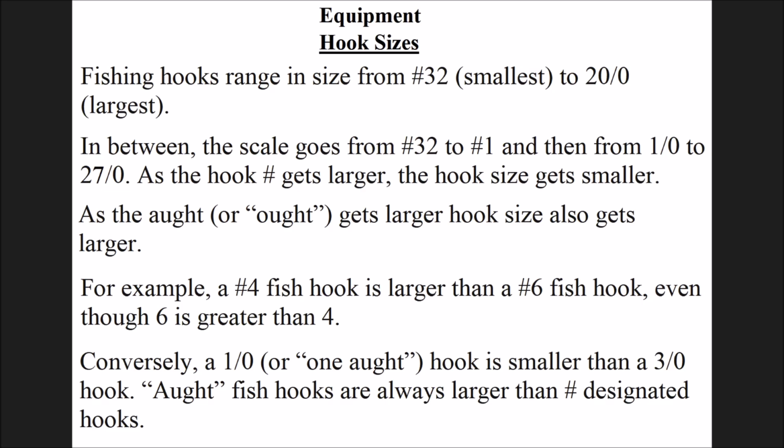For example, a number fish hook, you see the little hashtag in front of it. A number 4 fish hook is much larger than a number 6 fish hook, even though 6 is greater than 4. Conversely, a 1/0 hook is smaller than a 3/0 hook. Aught fish hooks are always larger than number designated hooks. I don't know why they do it that way, but that's the way that it is.